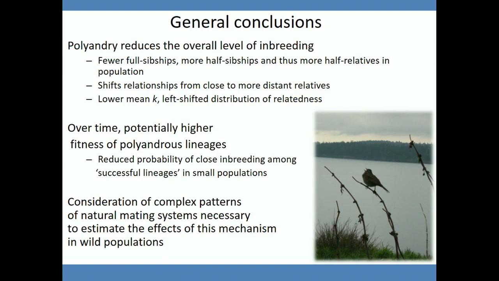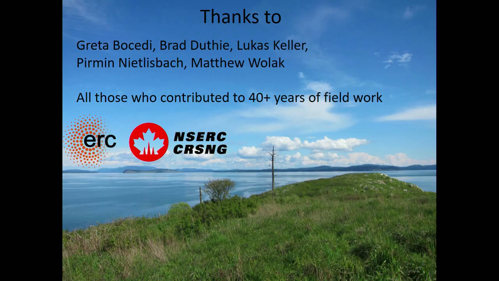So overall, our results suggest that polyandry reduces the overall level of inbreeding, given its effects on sibships and relationships and relatedness. And you can see that over a population, over time, this could be pretty advantageous for the descendants of successful lineages, because they would, by definition, have more potential relatives to mate with. But the main thing to keep in mind is that different aspects of natural mating systems, we need to consider how they might temper or buffer the effects of this mechanism to ultimately understand how it might influence the ongoing evolution of polyandry. So that, I'll just thank everyone who helped out and take any questions.